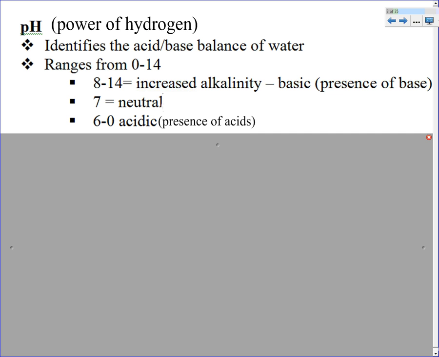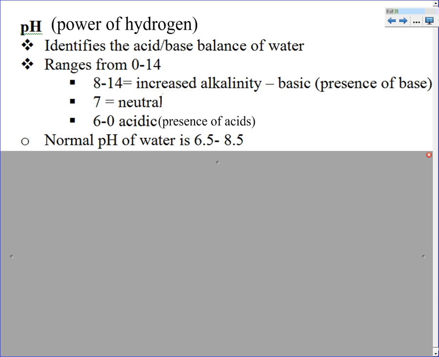If it falls between 6 to 0 or 0 to 6, then it's acidic, meaning there is a presence of an acid there. And we're going to talk about some things that are bases and some things that are acid in a moment. Okay? Your normal pH for your water, although we want it to be at 7, meaning that nothing's there, the normal pH that the government has said is okay in our area is between 6.5 and 8.5. So at any given moment, our water can be a little bit acidic or a little bit basic. But those levels are pretty normal because that's as close to 7 as we can get.